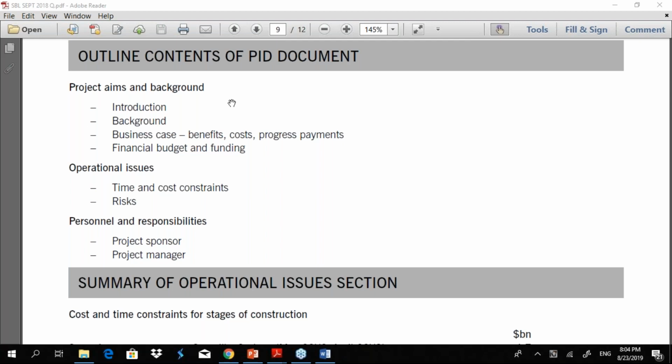Right, so if you look at the outline, he has started with introduction, background, business case, project benefits, costs, and progress payments, and also financial budget and funding, operational issues, time and cost constraints, limitations, and risks, and then HR factors, personnel and responsibilities. So there is a nice flow to the document, so that you can mention as the first point a general comment. Right, then you can talk about the missing elements and then the improvements.